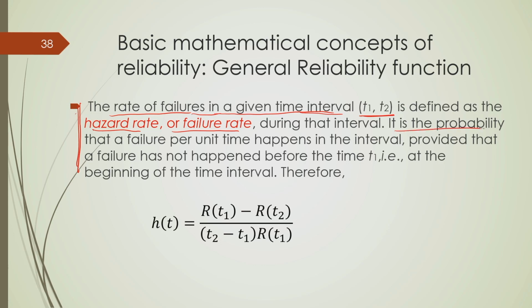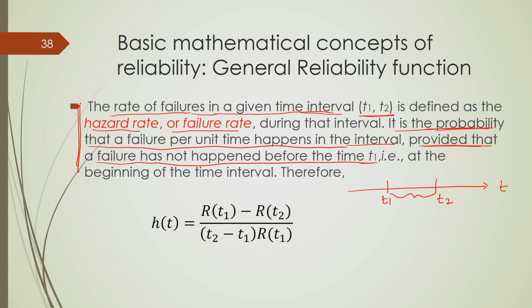It is defined as the probability that a failure per unit time happens in that interval, provided that a failure has not happened before this time t1. Suppose this is continuous time t, and this is the interval t1 to t2. So, this failure rate is representing the probability of failure per unit time, which happens within this interval t1 to t2.